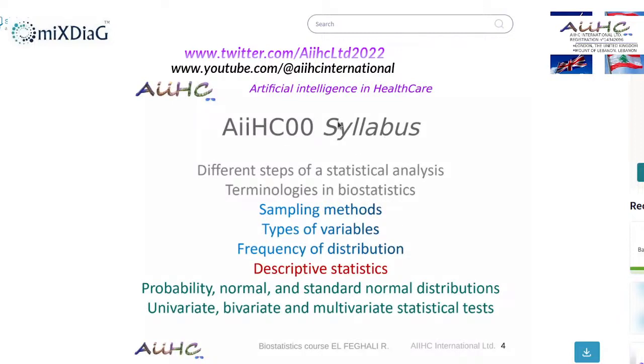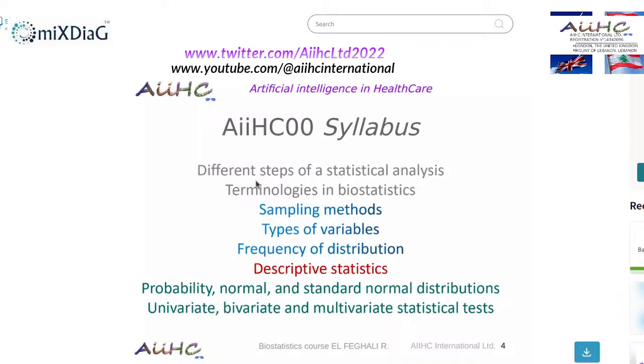So it's the syllabus of this chapter. We begin with different steps of a statistical analysis. We continue with terminologies in biostatistics. Then we move to sampling methods. What are sampling methods? Knowing that we have a chapter on study design, where we'll talk about the study design, and we'll see the sampling methods also in this chapter in details. Type of variables. What are different type of variables in statistics, not in computer science? It's not the same thing. And you see it's more mathematics here.